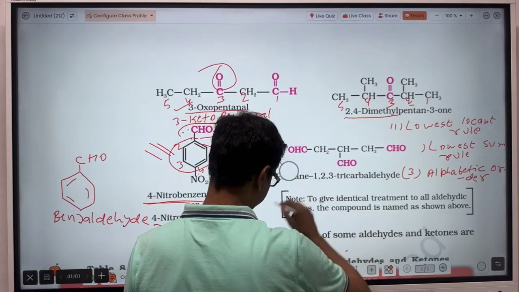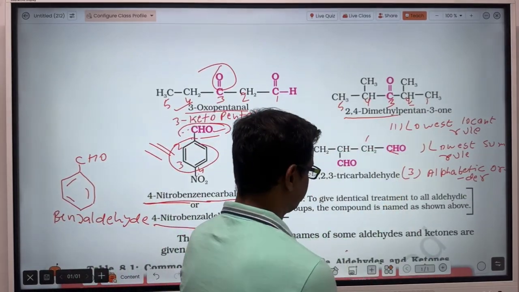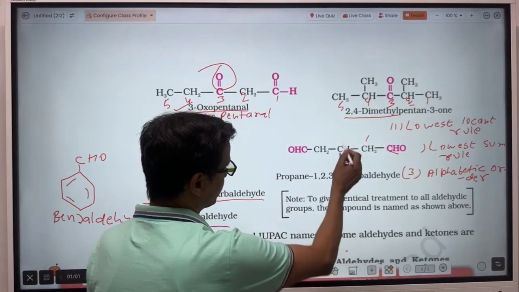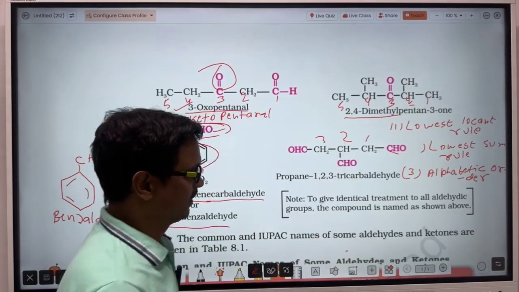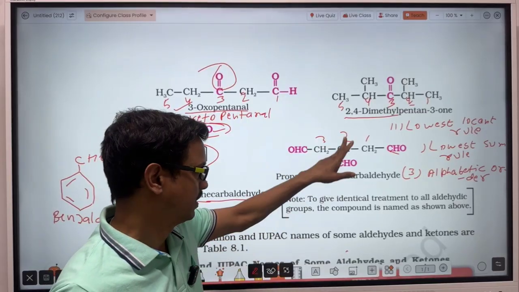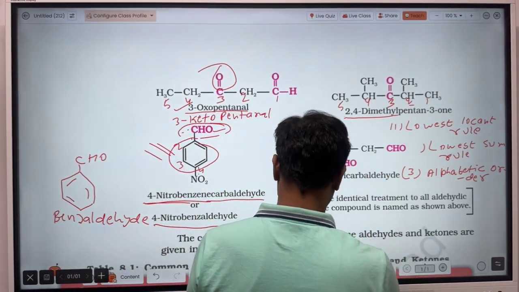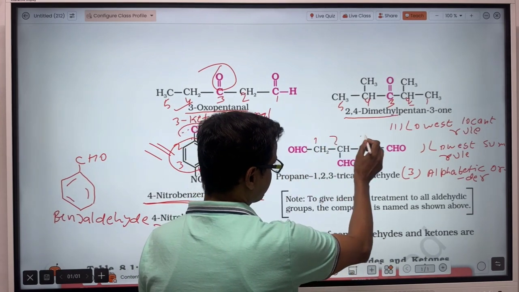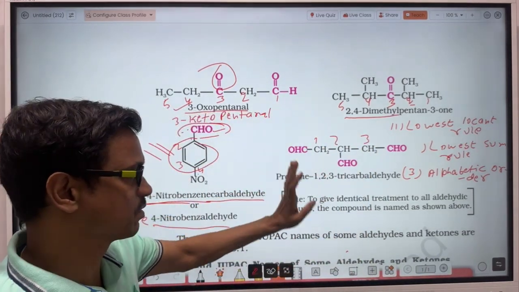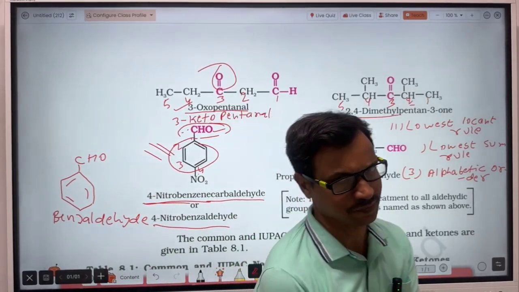So how to write that? Now this one here, I count this carbon: 1, 2, 3. When you write, at the first position there will be a CHO group, at the third position a CHO group, and at the second position a CHO group. And if you do the numbering from left to right, then also at the first position there will be a CHO group, second position a CHO group, and third position a CHO group.